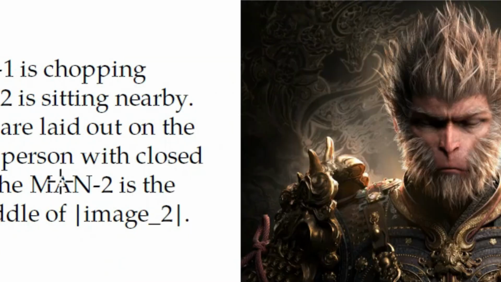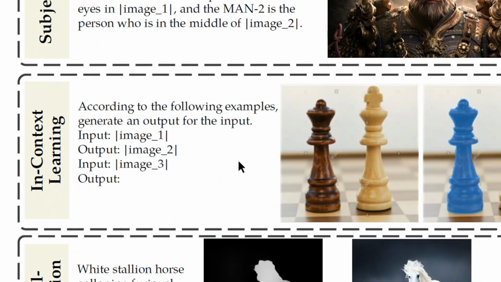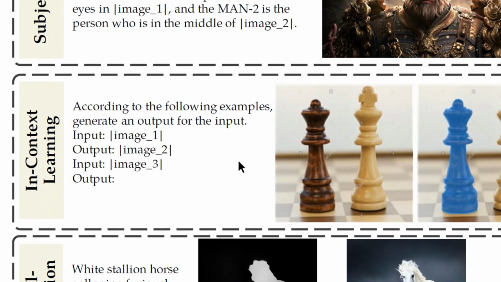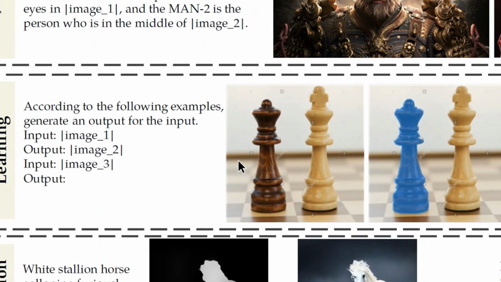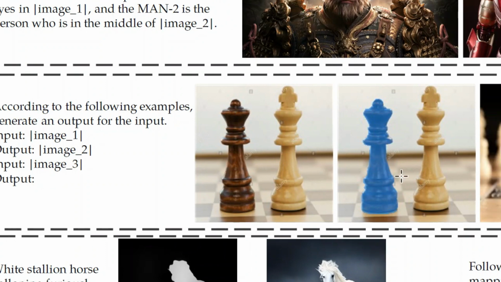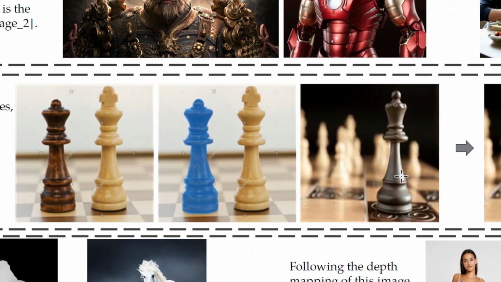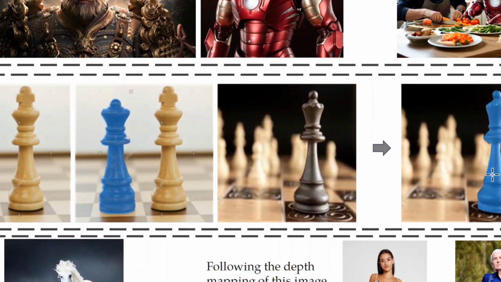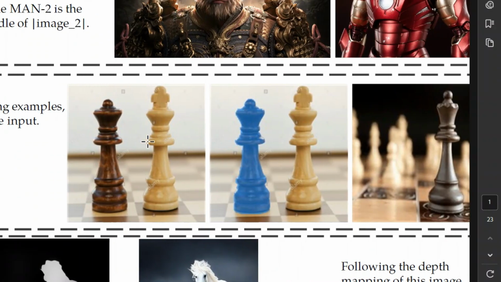Next, in context learning, according to the following examples, generate an output for the input. So if we say input is this, then output is this. It shades the queen here. You can see that it selects the queen here. So if we give an input of this image, it will be perfectly able to shade the queen here. Okay. That is in context learning.